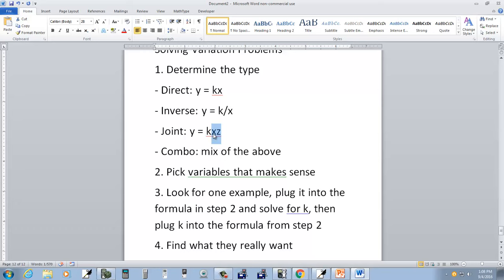Now, the k refers to your constant of proportionality. And your goal is to find out what k is equal to. And that's what you do in step 3.